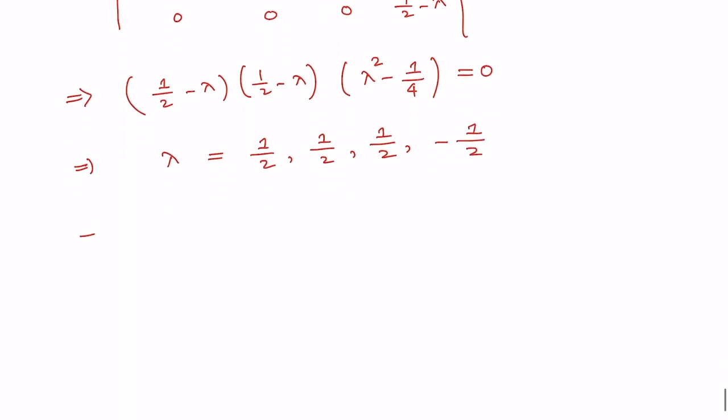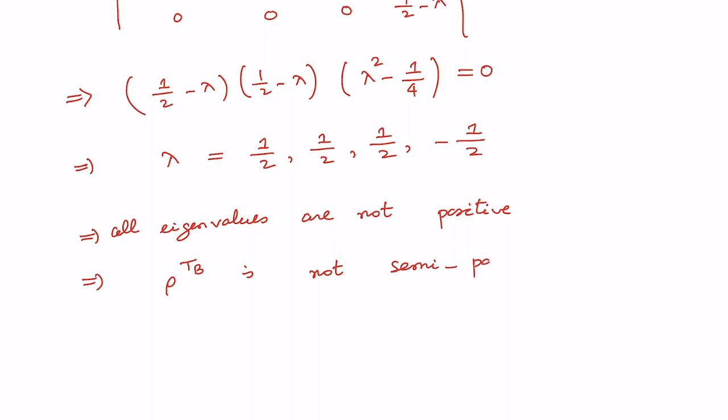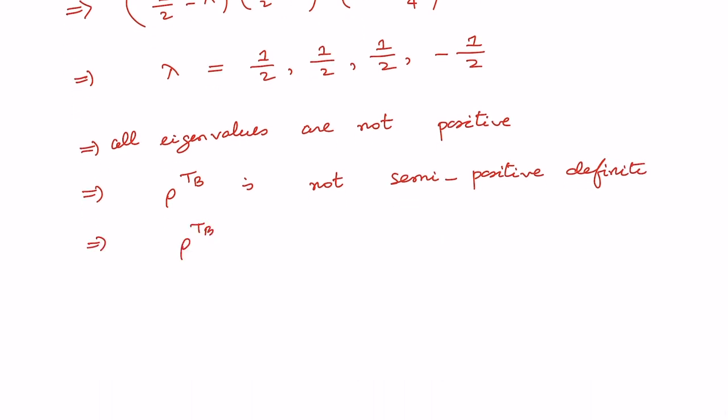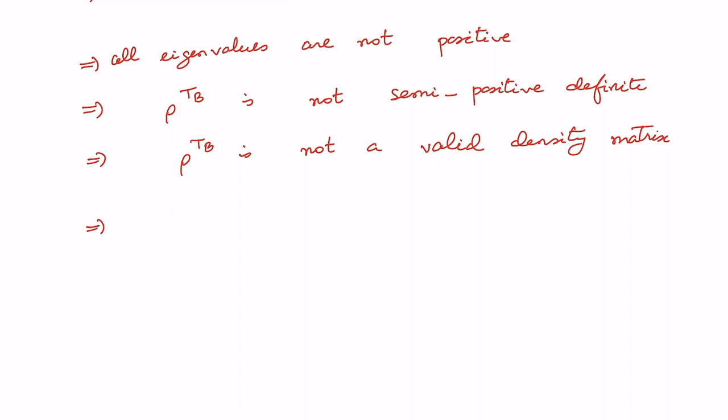So as you can see, this clearly means that not all the eigenvalues are positive. All eigenvalues are not positive, right? This is what it means, and it implies that rho TB is not positive semi-definite. What does it mean? This means that rho TB is not a valid density matrix. So as per the PPT criterion, this implies that the state of systems A and B is not separable, and A and B are entangled. So I hope you get the idea here.